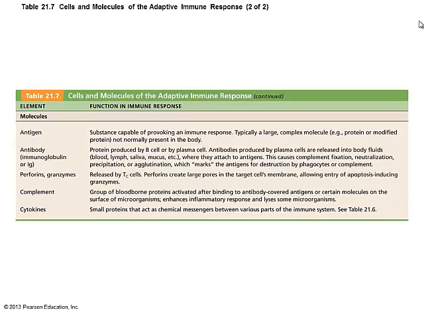How much of these do you want us to know? Just a general definition. Of all of those and autoimmune? Yeah. Be able to recognize them as autoimmune diseases.